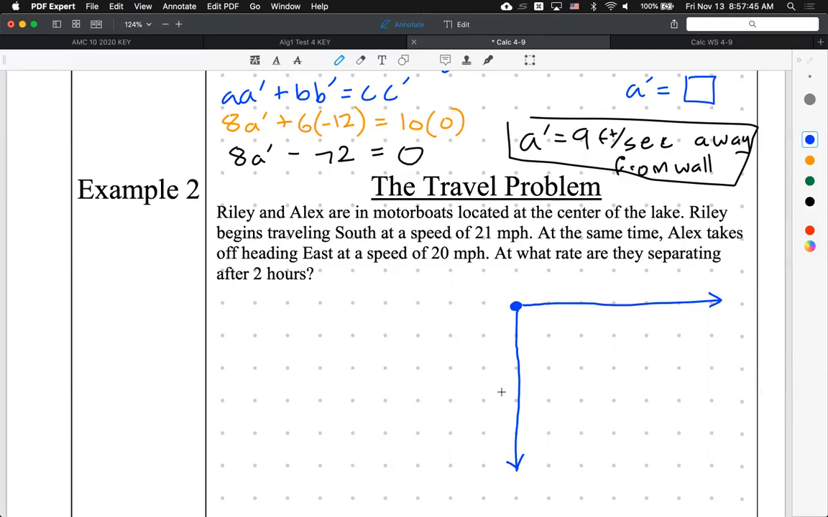So obviously Riley's going down, Alex is going right. Let's go ahead and just randomly assign A, B, and C. I can say that the distance between them is really the hypotenuse, I suppose. So we can say this dashed line here, this distance if you just look at the other boat, let's call that C. I'm going to call the top A and the bottom B, which means I need an A and an A prime, a B prime, and a C prime.